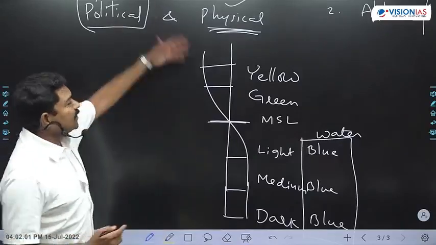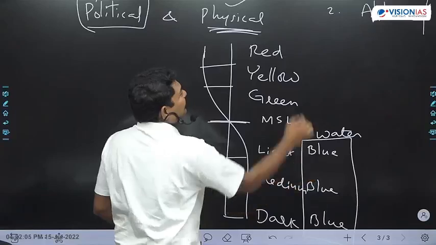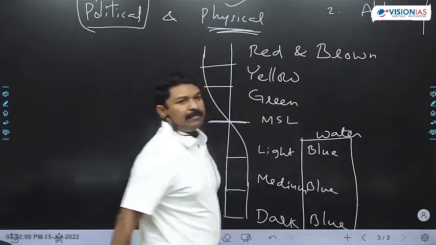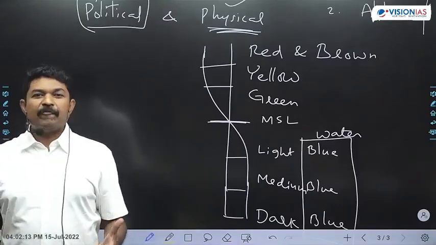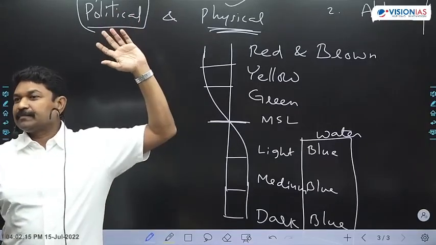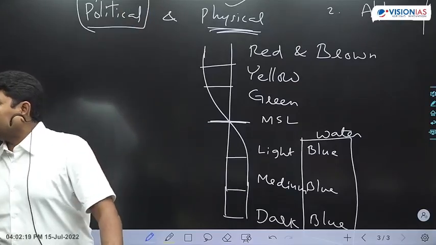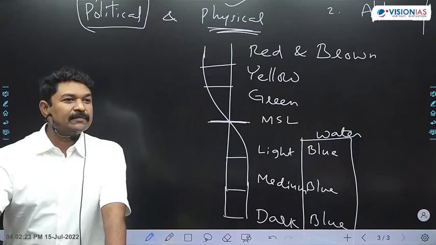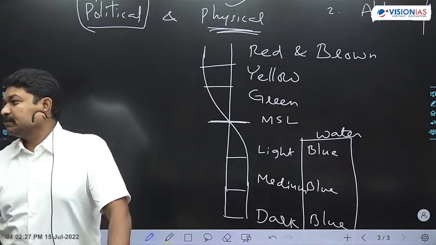When you move further up, it will be given as red color and sometimes even brown color. Red and brown. What do you mean by red and brown? Nothing but very tall peaks. They are far away from the mean sea level. Which landform can be far away from the mean sea level? Mountain. More the dark color, more the tall it is.